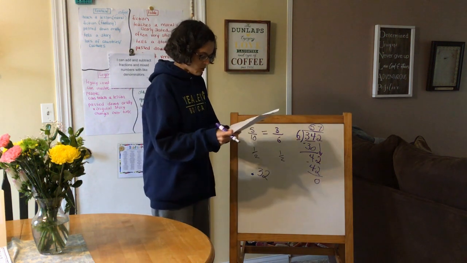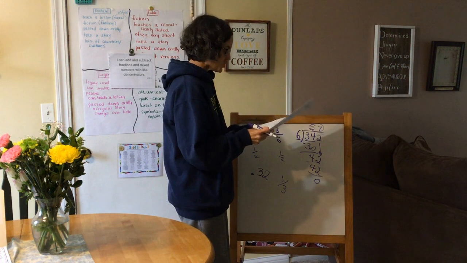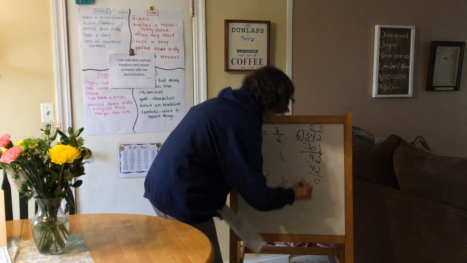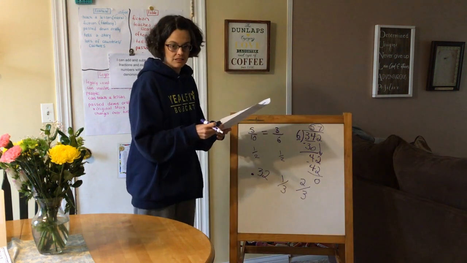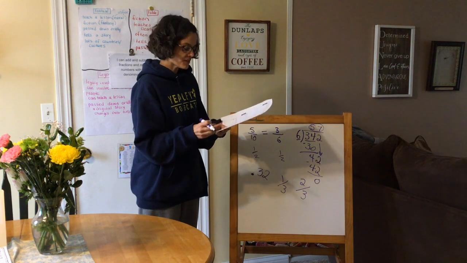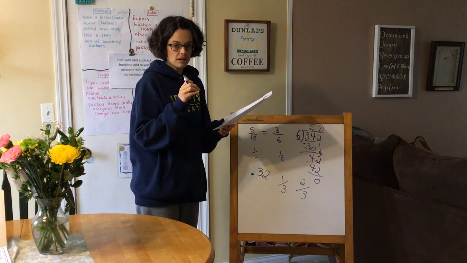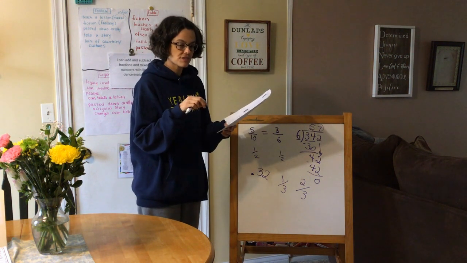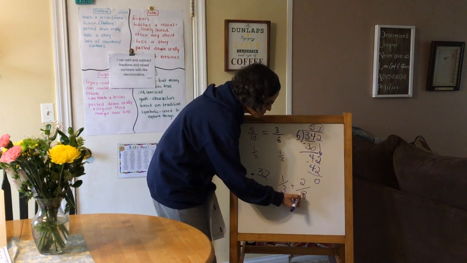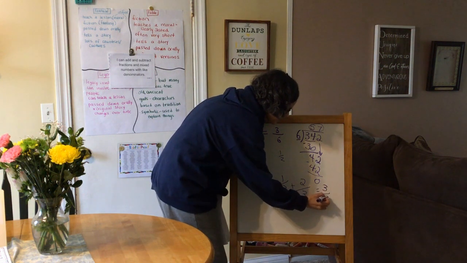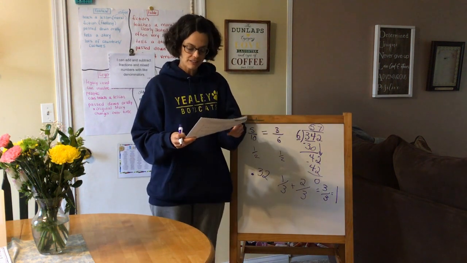The Rossi family ate 1/3 of a cheese pizza and 2/3 of a vegetarian pizza. How much total pizza did the Rossi family eat? Total amount of pizza. So they ate 1/3 of a cheese pizza and 2/3 of a vegetarian pizza. So we're going to add, subtract, multiply, or divide to figure out how much they ate altogether. We're going to add. So 1/3 plus 2/3 equals 3/3 or 1 whole pizza. So you should have 1 whole as your final answer.